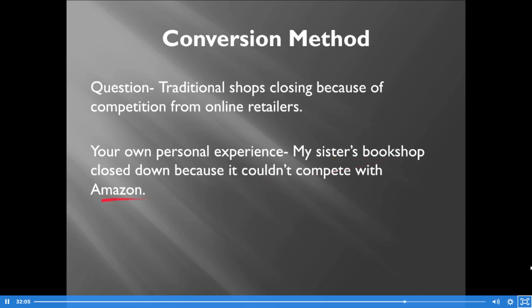So this bookshop might have closed because of competition from Amazon, but it might be that your sister is just terrible at selling books. It might be the owner was terrible at managing the bookstore. It might be that the landlord increased the rent too much. It could be a million different reasons. This example is too personal. What we can do is we can convert it.